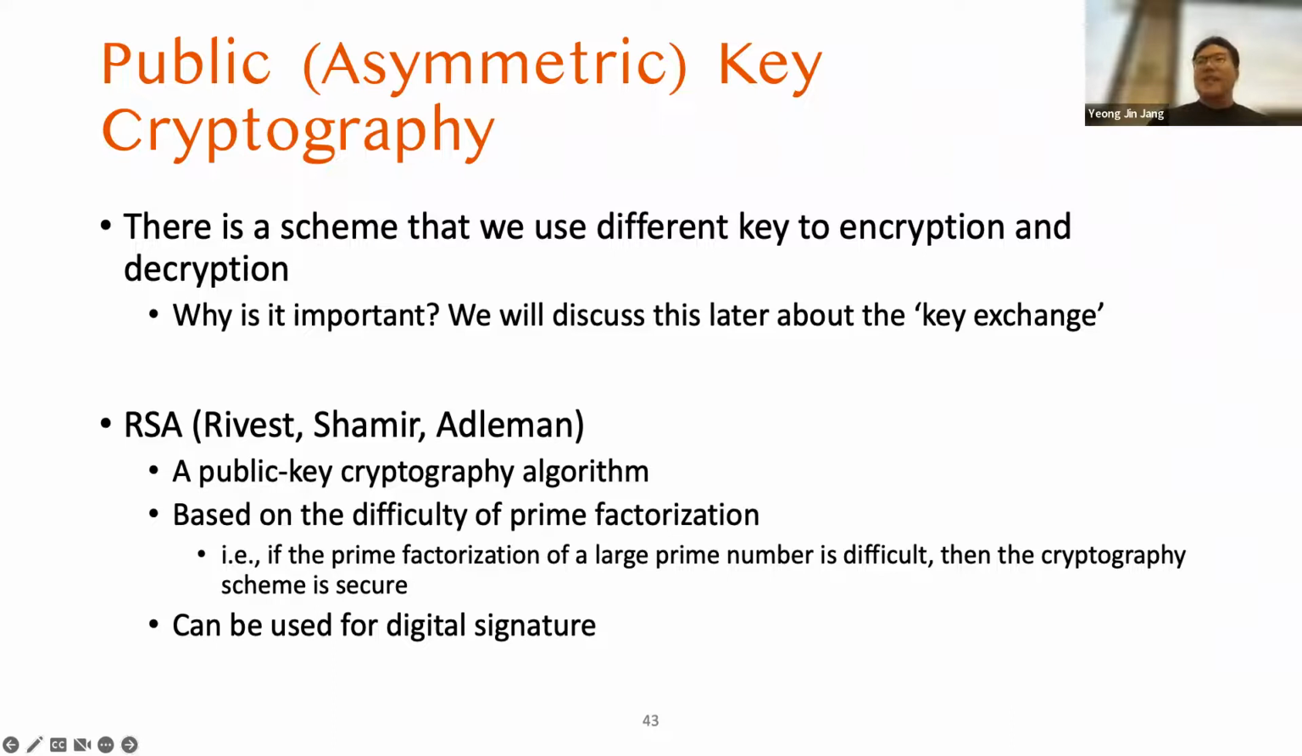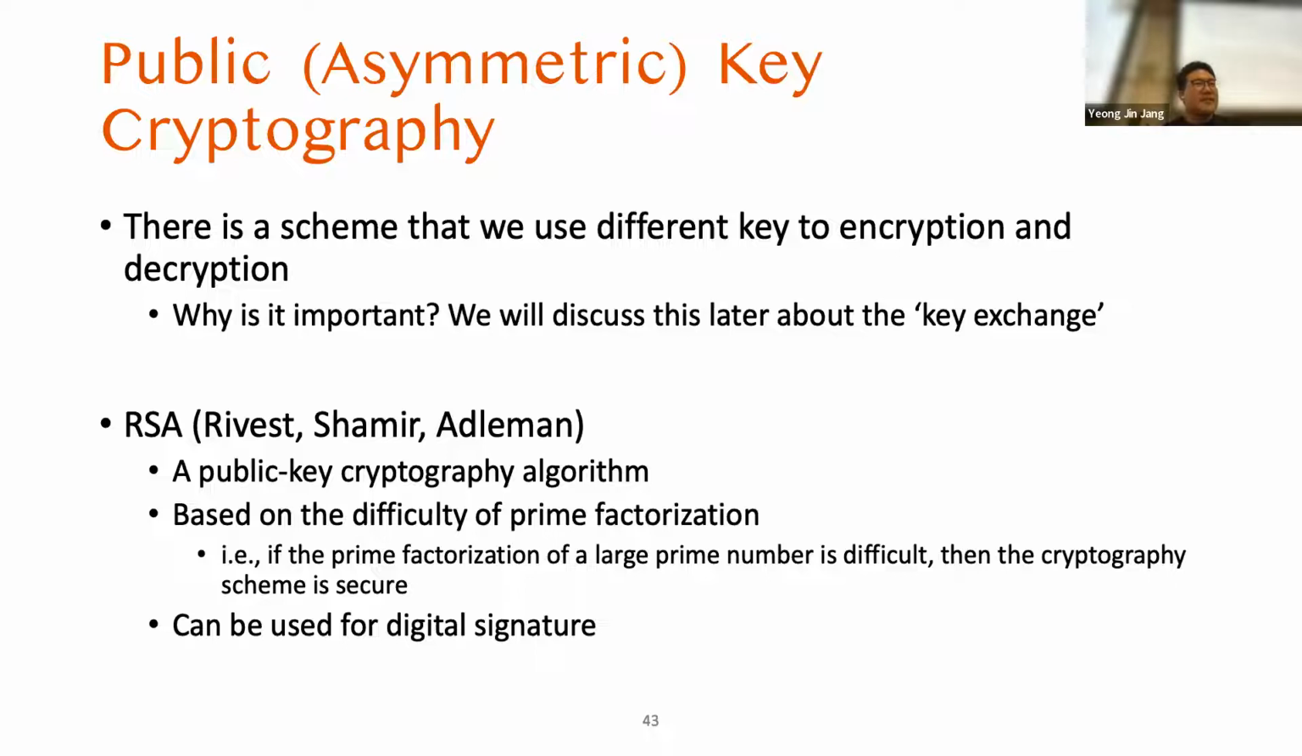There is a scheme called public key crypto, also called asymmetric key cryptography. What is asymmetric key cryptography? It is a scheme where we use different keys for encryption and decryption. Think about block cipher. We use one key, and that key needs to be shared among two parties, and we use that key to encrypt the data and the same key to decrypt the data. So our notion of cryptography up to now was using one key.